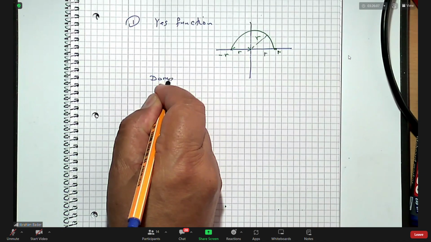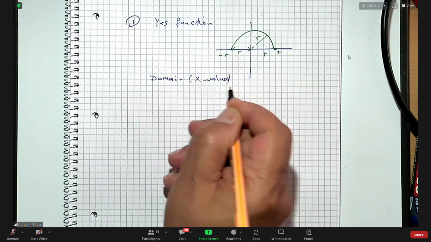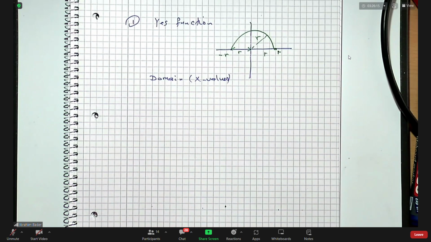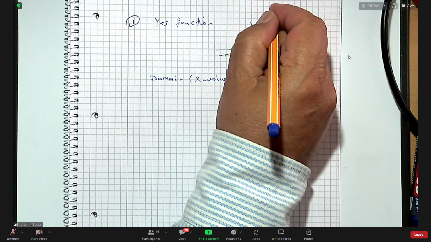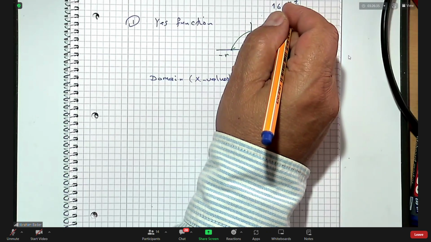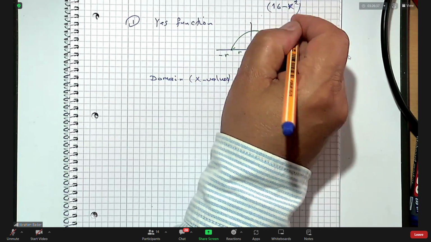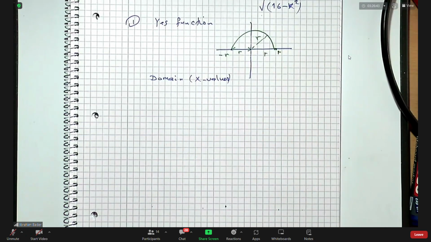Now think about it. What is the domain? The domain, to remind you, is the x values. No, R is a constant, as R is a real number. You can think about a circle with 16 minus x squared. R is a real number under the square root, okay? You can think about what values will make this valid.